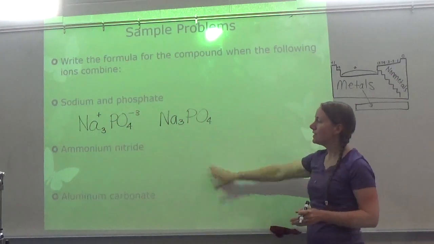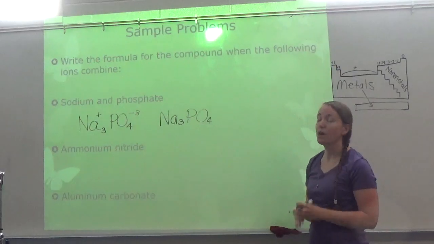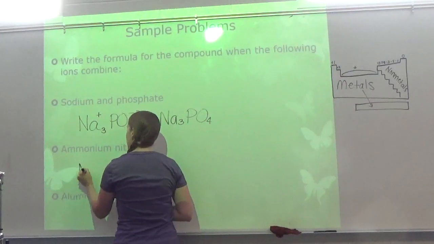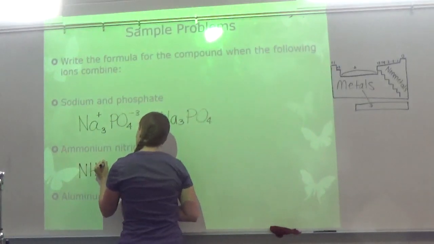All right, so let's move on to our next one, ammonium nitrate. Ammonium is on your polyatomic ion sheet. Ammonium is NH4, positive 1.